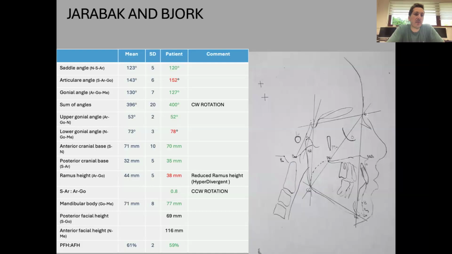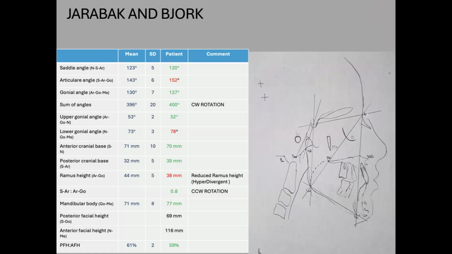Not much to see here. Also, the sum of angles is 400, so we do have a clockwise rotation. The ramus height is reduced, which indicates hyperdivergency, which we also saw before. And the SR2 Argo is 0.8, so it indicates a counterclockwise rotation. The posterior facial height to the anterior facial height is around 59%, which also indicates a counterclockwise rotation. So we have two counterclockwise against clockwise rotation, but I think the pattern is more clockwise.